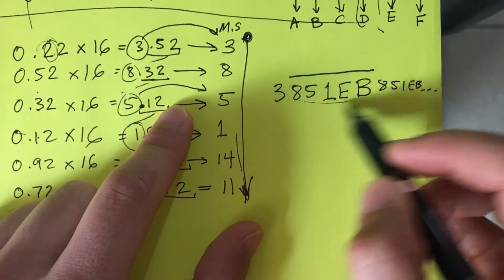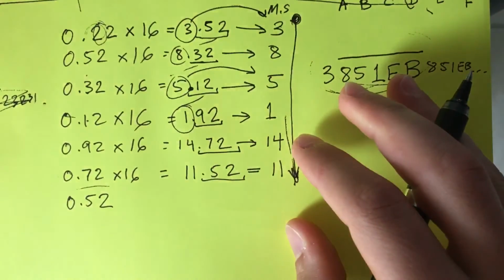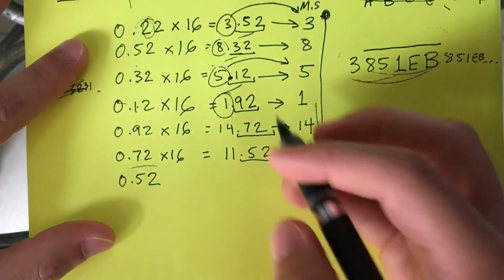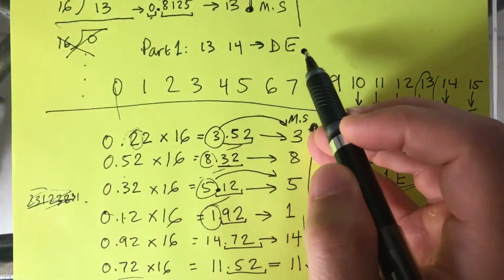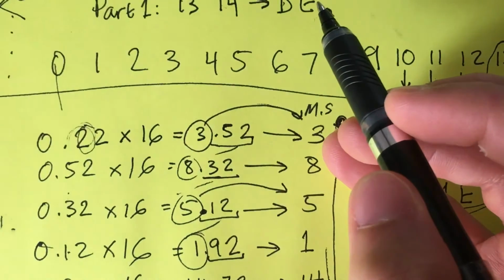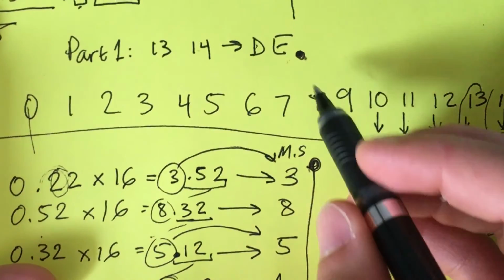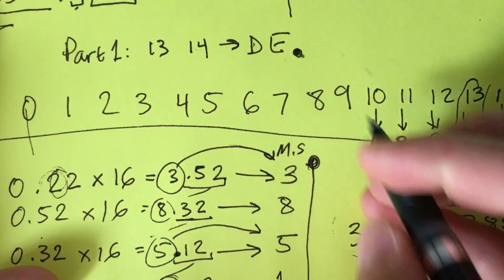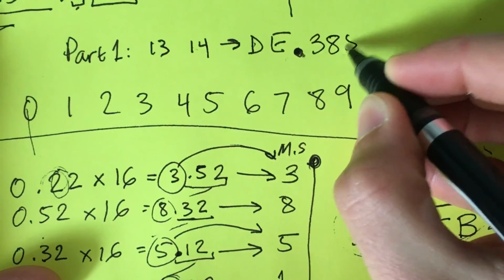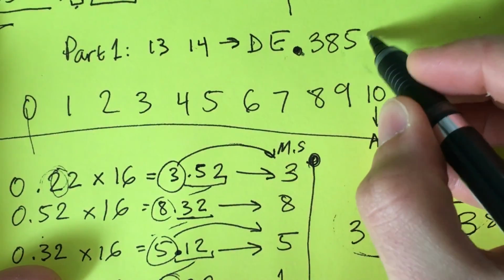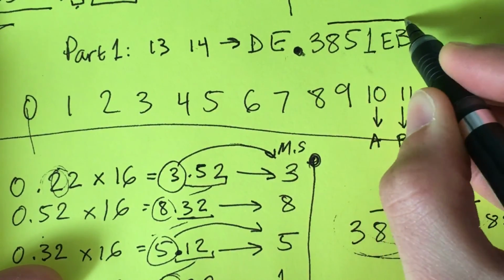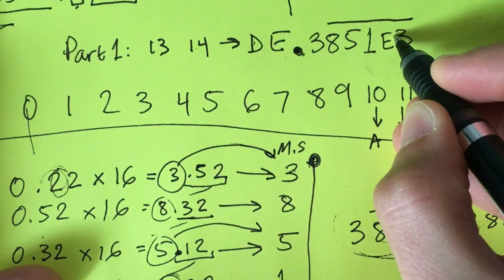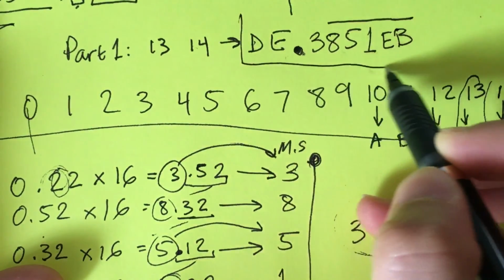Okay, so this number is the part 2. Remember, I divided it into 2 parts. So our final answer is going to be what we got from part 1. Point. So right here. Let me zoom in. So we have DE.0.3851EB. And I'm going to put a bar sign from A to B. And that's it. That's the final answer.